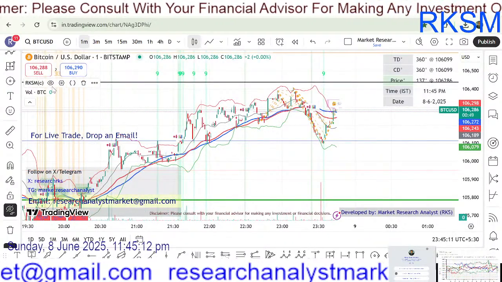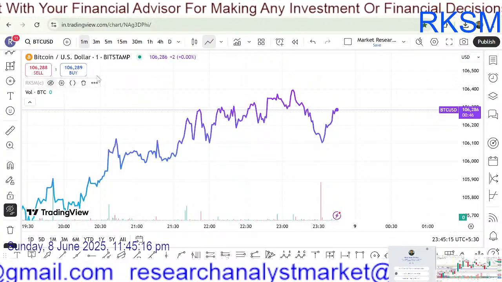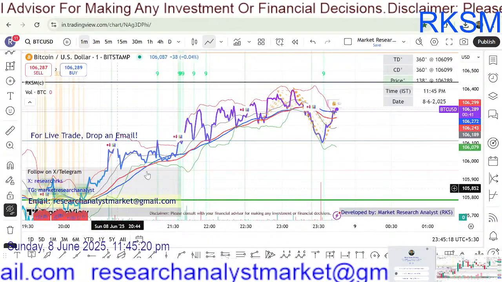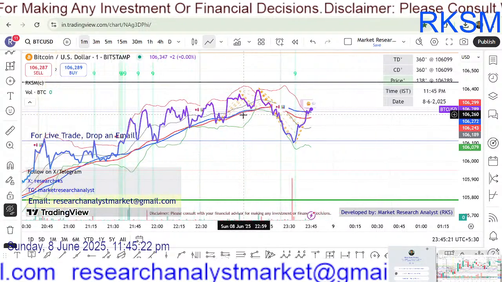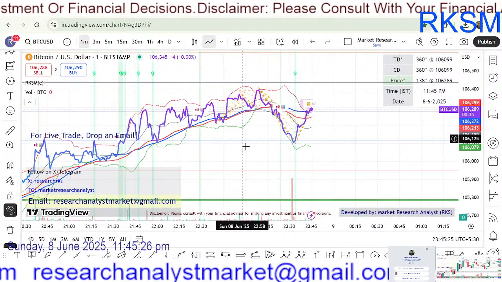Just switch off the model. If you look at the line chart, see again our model will guide you. It will give you the same projecting point.